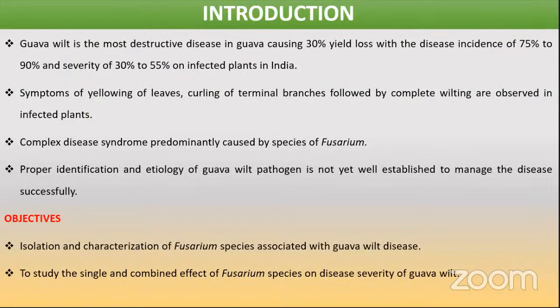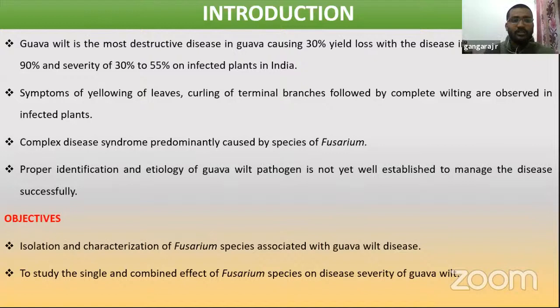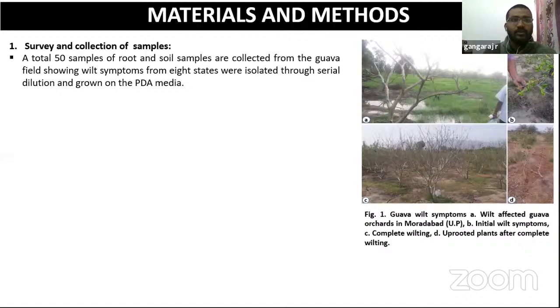The objective of my research is isolation and characterization of Fusarium species associated with the guava wilt disease, and to study the single and combined effect of Fusarium species on disease severity of guava wilt. Here we have conducted a survey and collected samples. A total of 50 root and soil samples were collected in guava fields from 8 states.